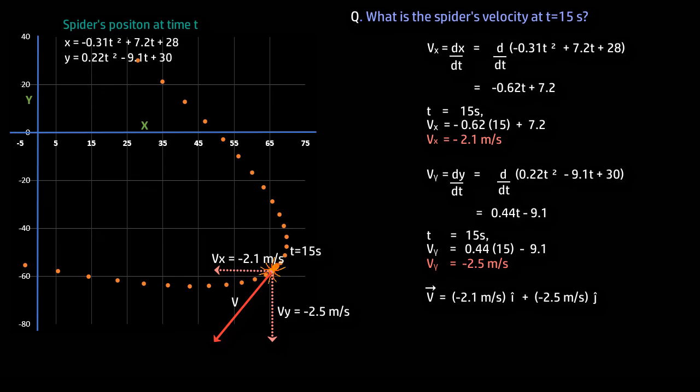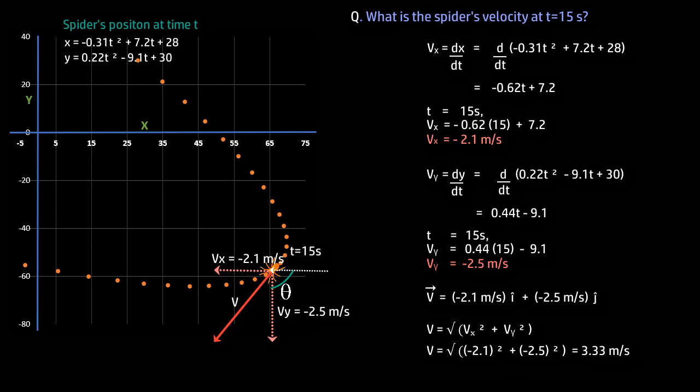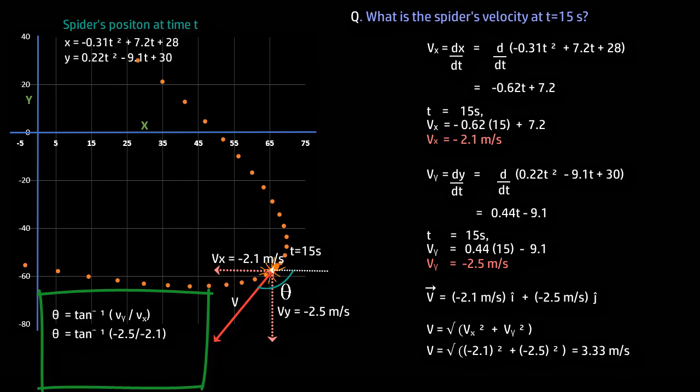And we can go ahead and find the magnitude of velocity also as v is equal to root of vx squared plus vy squared, which is equal to root of minus 2.1 squared plus minus 2.5 squared, which equals 3.33 meters per second. And the angle it makes with the plus x direction can be found as theta is equal to tan inverse of vy upon vx, which equals tan inverse of minus 2.5 upon minus 2.1, which equals tan inverse 1.19, which equals minus 130 degrees.